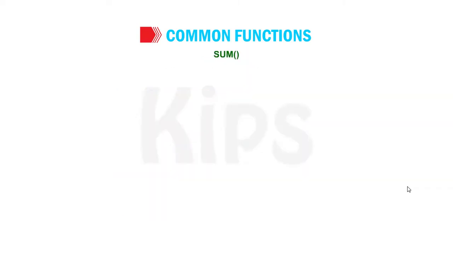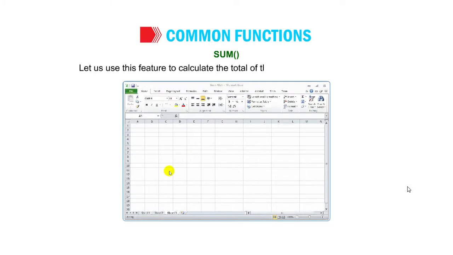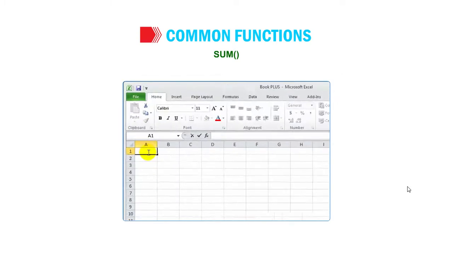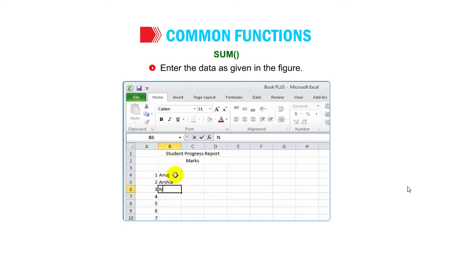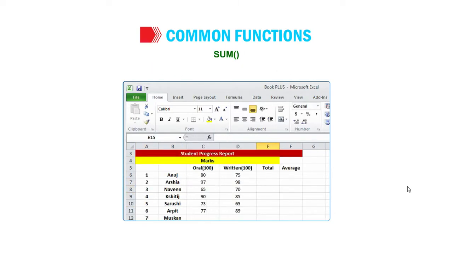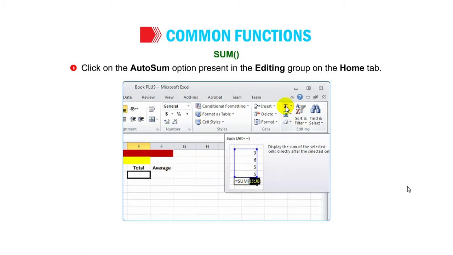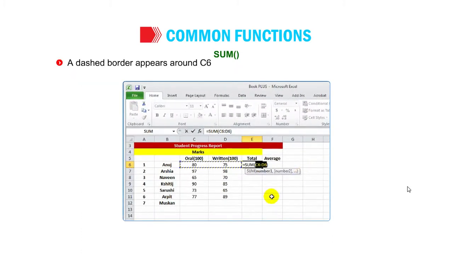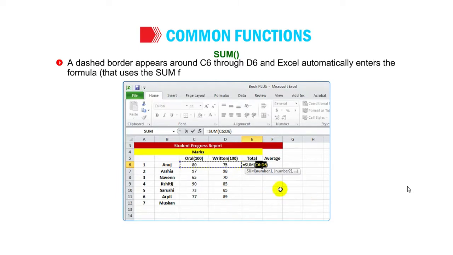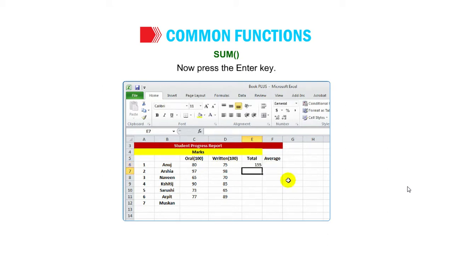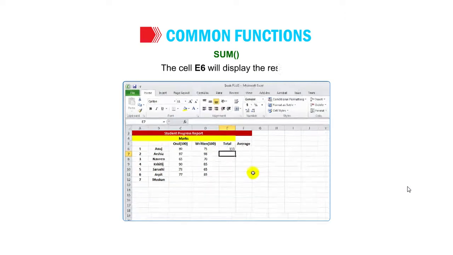SUM(). Let us use this feature to calculate the total of marks obtained by Anuj. Enter the data as given in the figure. Click on the cell E6 where you want to place the total of the marks. Click on the AutoSum option present in the Editing group on the Home tab. A dashed border appears around C6 through D6, and Excel automatically enters the formula that uses the SUM function in the cell E6. Now press the Enter key. The cell E6 will display the result.